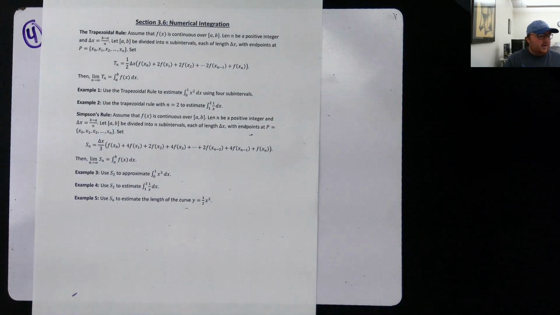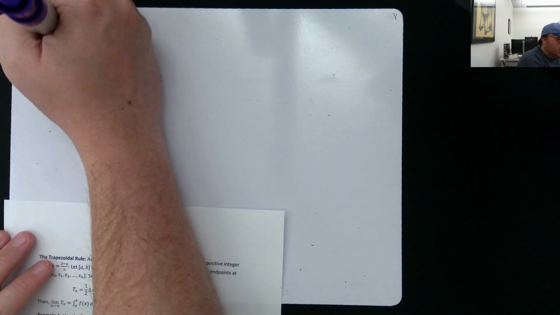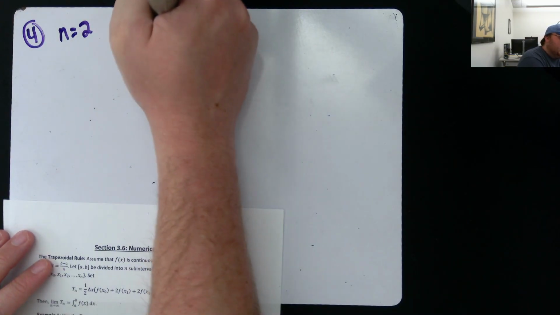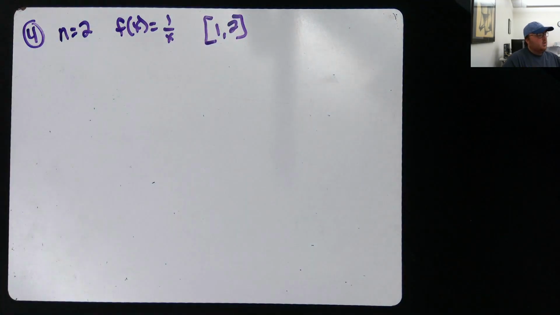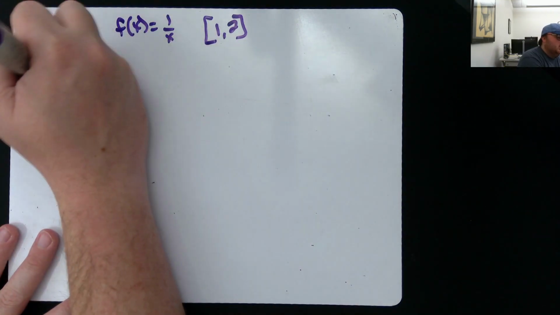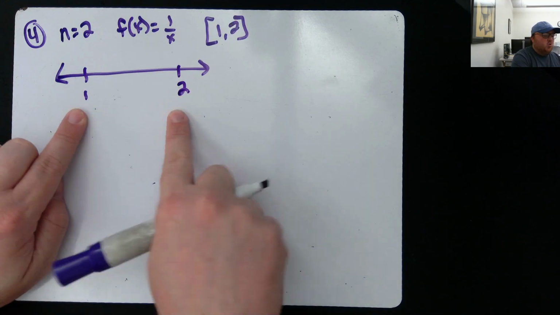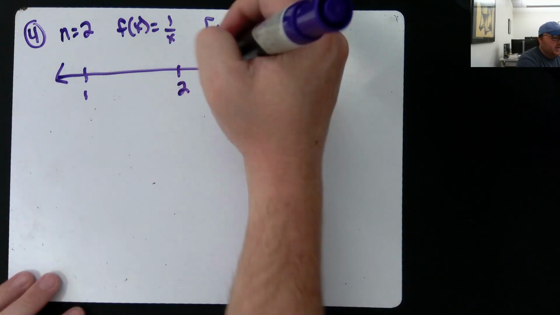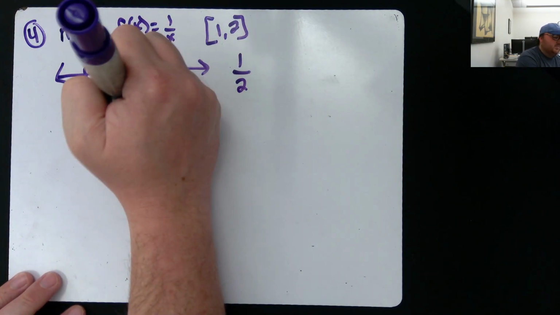Example number 4, again, use S2 to approximate the integral from 1 to 2 of 1 over x dx. So n's going to be 2. The function is 1 over x. And the range is from 1 to 2. So same thing. Starting at 1, going to 2. My total width is 1, because from 1 to 2 is 1. And then I'm dividing it into 2 parts. 1 plus 1/2 is 3/2.